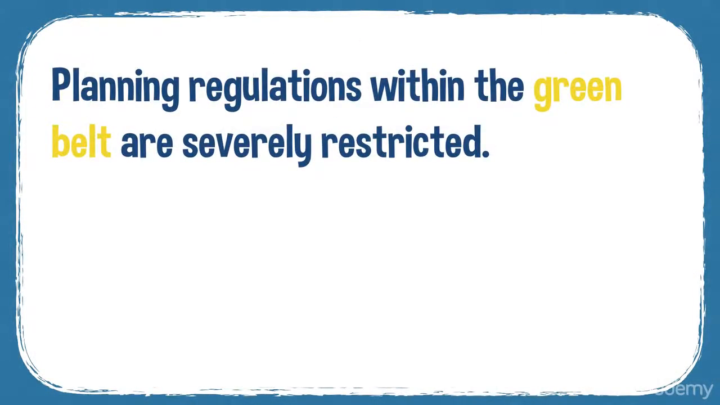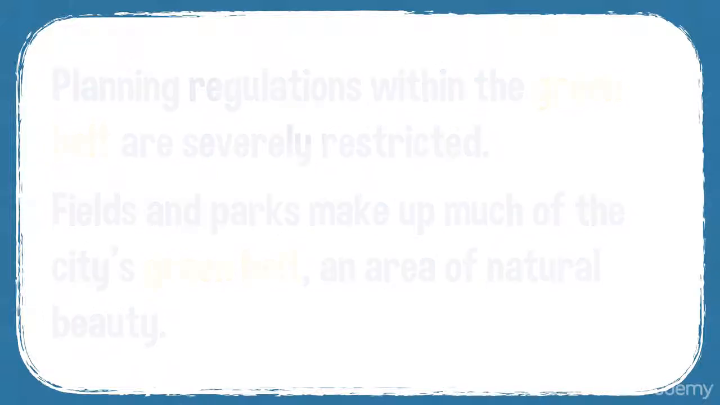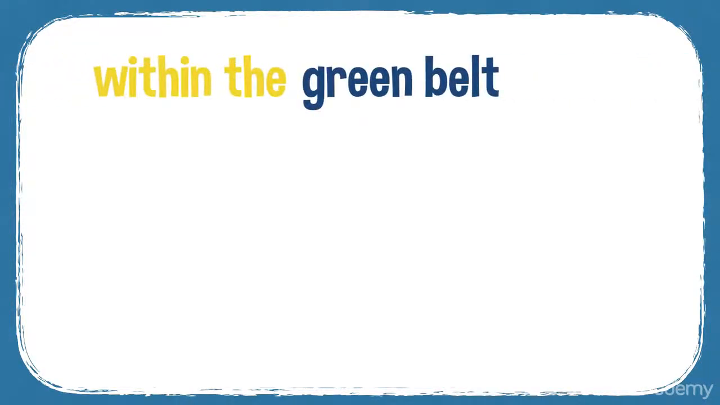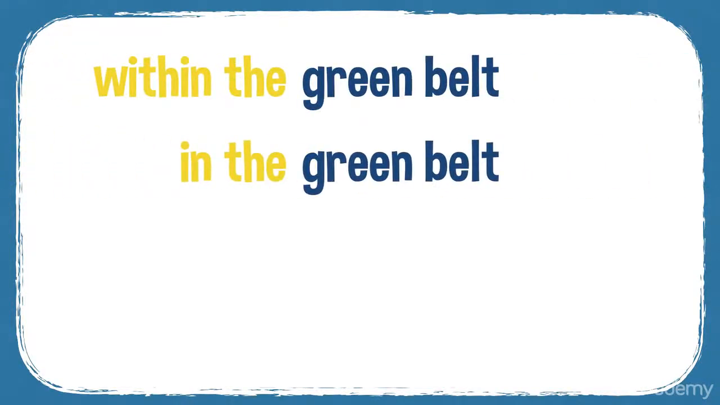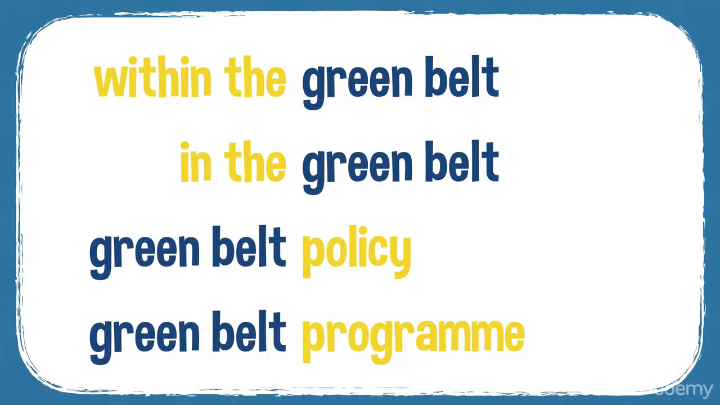So planning regulations within the green belt are severely restricted. Fields and parks make up much of the city's green belt, an area of natural beauty. So we talk about within the green belt, the green belt policy, and a green belt program. Green belt's very specialised, so I've not made any synonyms for this phrase.